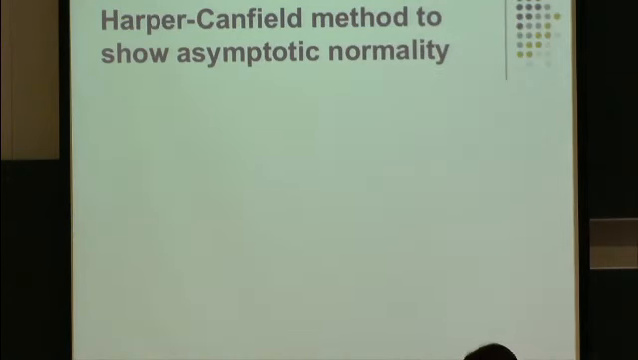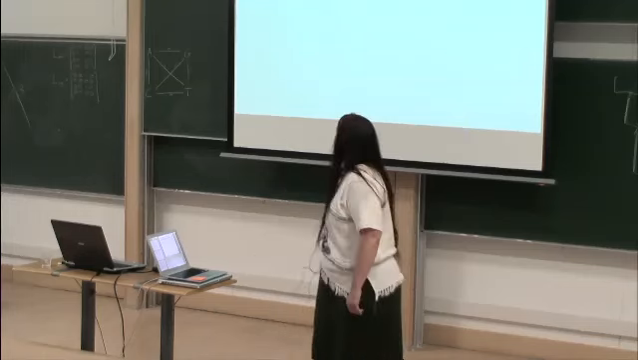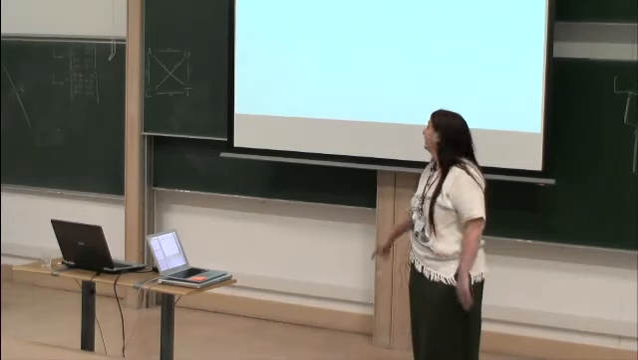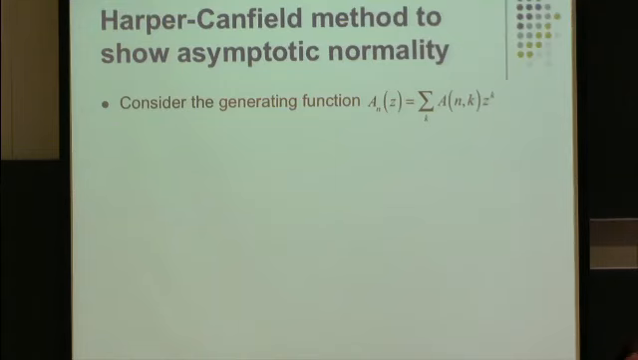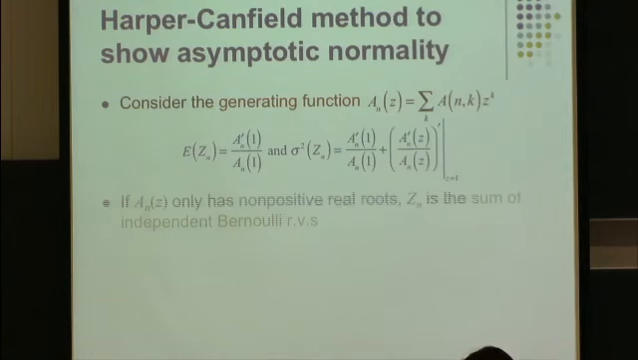So how does this method work? Because it's fairly simple, I'm going to describe it. We consider the generating function of the nth finite sequence up there. It's fairly simple to compute the expectation and the variance of the variable Z sub n from this.